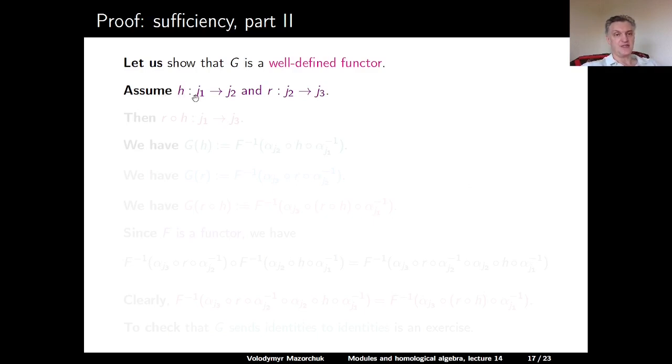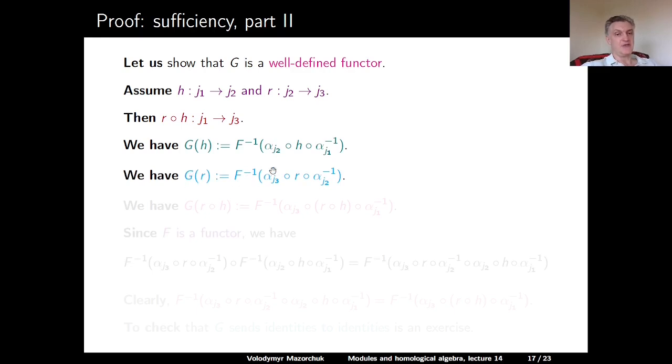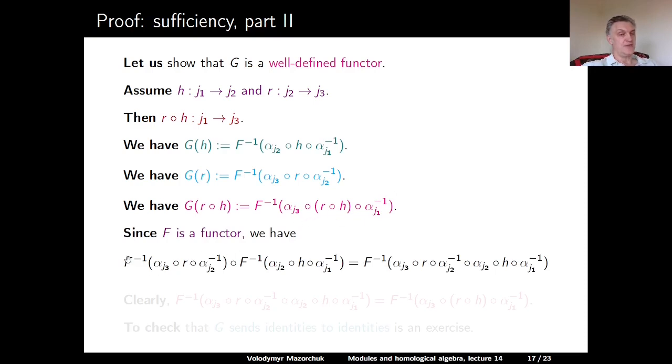So assume that we have two morphisms, H from J1 to J2 and R from J2 to J3. Then R after H is a morphism from J1 to J3. By definition, our G of H is equal to F inverse of alpha J2 after H after alpha J1 inverse. Similarly, G of R is F inverse applied to alpha J3 after R after alpha J2 inverse. And G applied to R after H is F inverse applied to alpha J3 after R after H after alpha J1 inverse. Since F is a functor, we have that F inverse applied to alpha J3 after R after alpha J2 inverse, composed with F inverse applied to alpha J2 after H after alpha J1 inverse is equal to F inverse applied to the composition of the arguments.